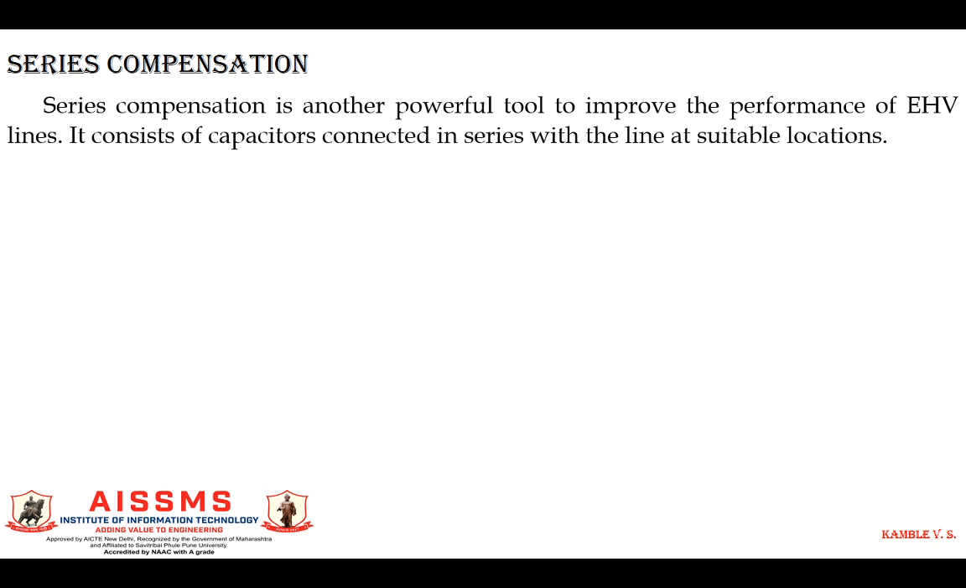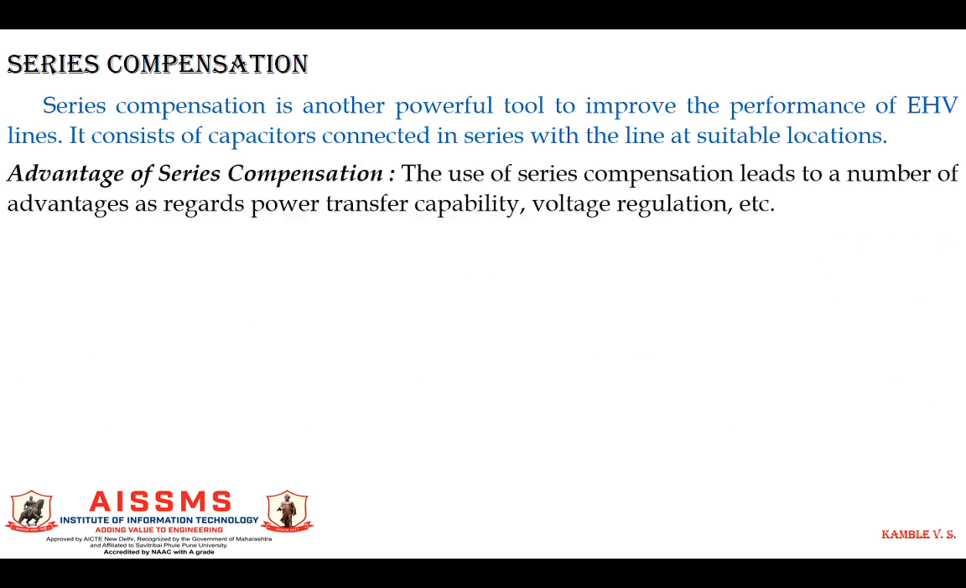So series compensation is another powerful tool to improve the performance of an EHV line. With the help of this compensation, we can improve the performance of the EHV line, extra high voltage lines. So what does it consist of? It consists of capacitors connected in series with the line at suitable locations.